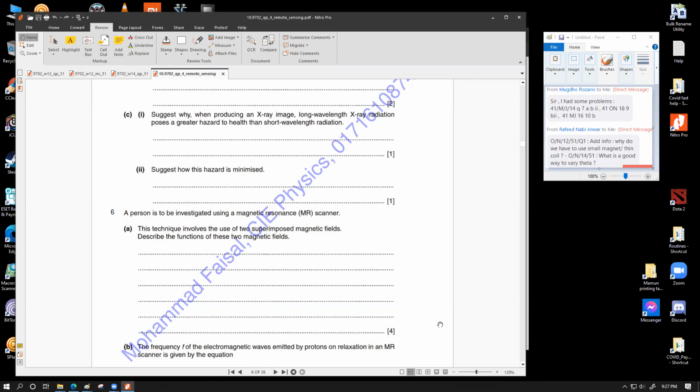Then you can write in another sentence, the non-uniform magnetic field is applied so that the resultant magnetic field inside the patient's body at different locations is different (same within a layer). As a result, hydrogen nuclei of a single layer can be detected.